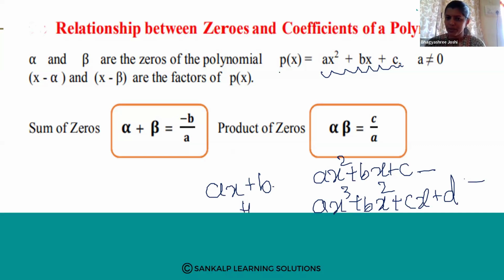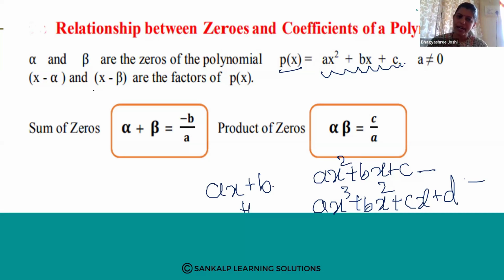Here, p of x is the name of that polynomial. Ax square plus bx plus c is a quadratic polynomial where a is not equal to 0. Why is a not equal to 0? If a becomes 0, 0 into x square is 0 only, and we will get bx plus c. So bx plus c is a linear polynomial. It is not a quadratic polynomial. So in order to get a quadratic polynomial, the condition is a is not equal to 0.